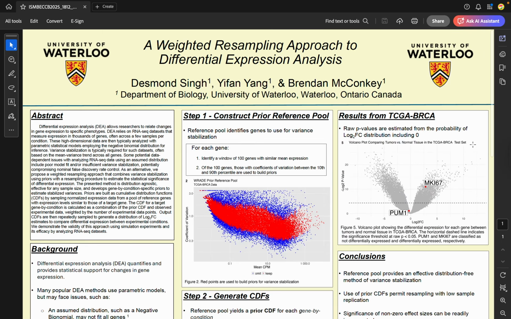Now, having generated log2 fold change distributions for each gene, they are then used to derive p-values, which estimate the probability of the distribution containing a value of 0. The set of raw p-values and log2 fold change estimates can be visualized on a volcano plot with a raw threshold to assess significance. Figure 5 depicts such a plot with both PUM1 and MKI67's data points labeled in red. One can observe that, as expected, PUM1 does not appear to be significantly differentially expressed between tissue types, while MKI67 appears to be strongly overexpressed in tumors.